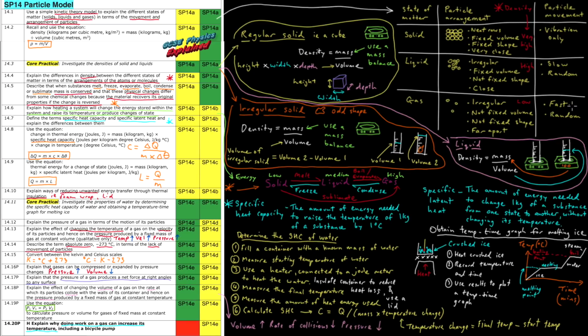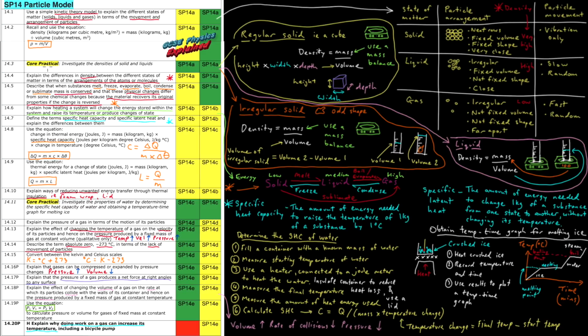How do the particles move? Rapid and random. Or if you don't like the word rapid, just say fast and random. Recall and use the equation. Density equals mass divided by volume. So we use a wiggly P for density, M for mass, V for volume.